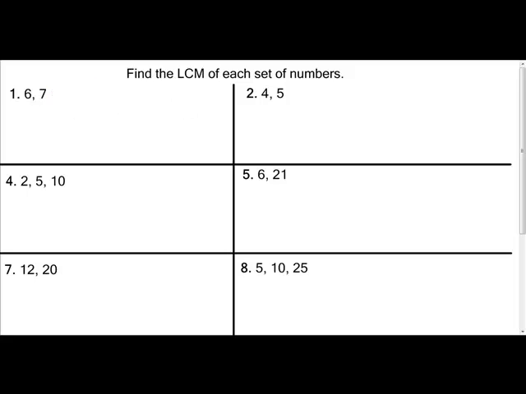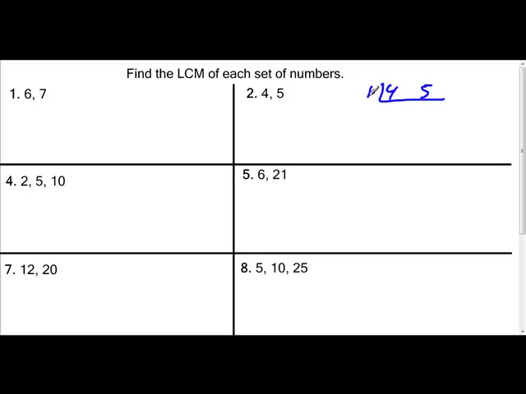Problem number 2. LCM of 4 and 5. Let's put that on the ladder. 4 and 5. We start with our lowest prime number, 2. 2 goes into 4, but it does not go into 5. 3 is our next prime number. It does not go into either 4 or 5. 4 is not prime, so we can't use that. 5 is prime, and it goes into 5, but it does not go into 4. So the only number that goes in is 1.